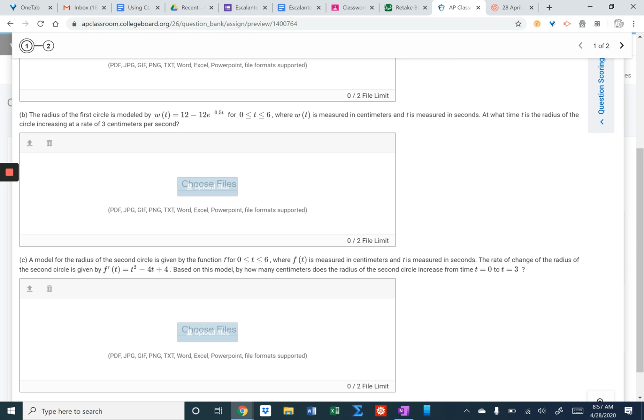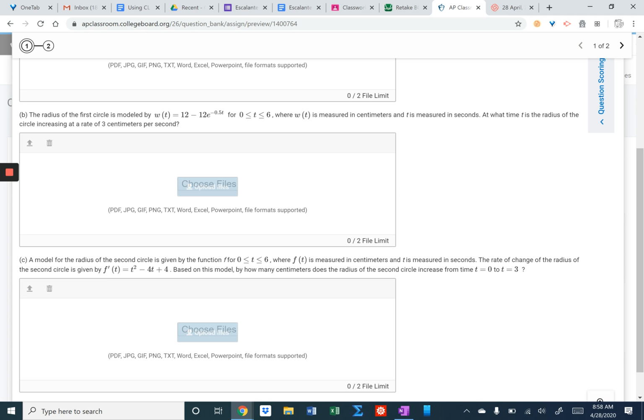Now for part B, it says the radius of the first circle is modeled by this function w between 0 and 6 inclusive, where w of t is measured in centimeters. So this is the radius. This is not the rate of change of the radius. This is the radius itself. You can again see that by looking at units: w is measured in centimeters, so that's a length. It's not a rate. It's not centimeters per second. And we want to figure out at what time t the radius of the circle is increasing at a rate of 3 centimeters per second.